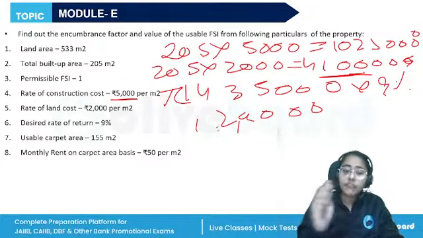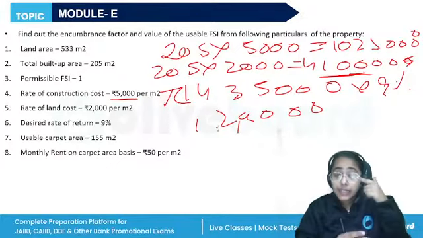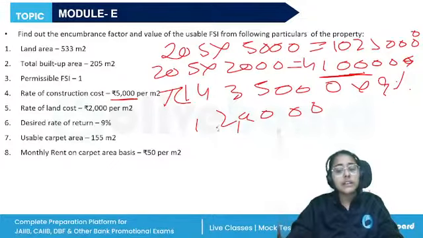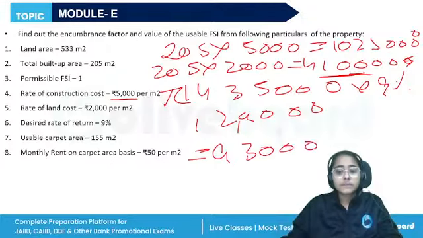Just follow these steps, follow these calculations one by one. We are solving each and everything one by one. Then, how do we calculate the estimated yield? So, we will multiply 50, which is the monthly rent on carpet area basis, by 155, which is the usable carpet area, into 12. Right? So 50 into 155 into 12 will give us 93,000.